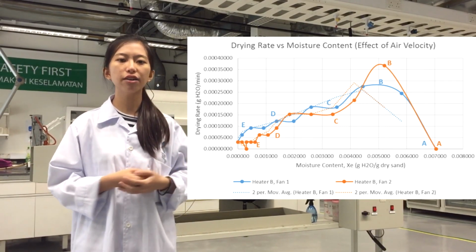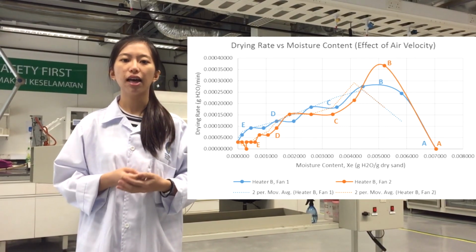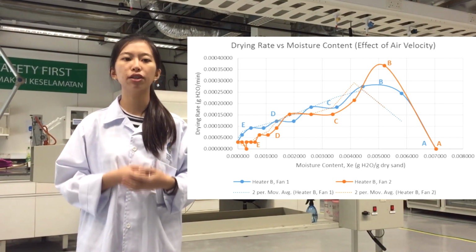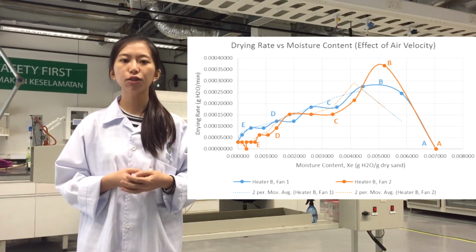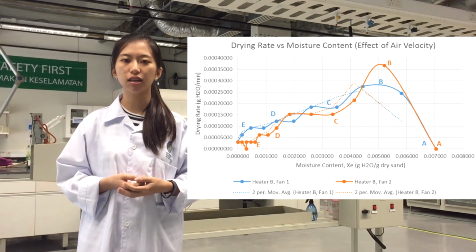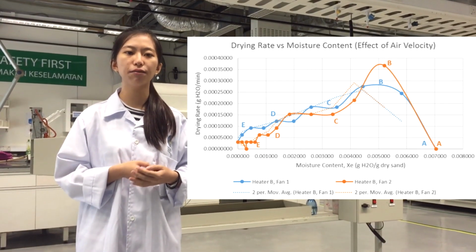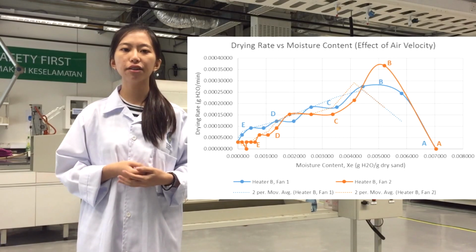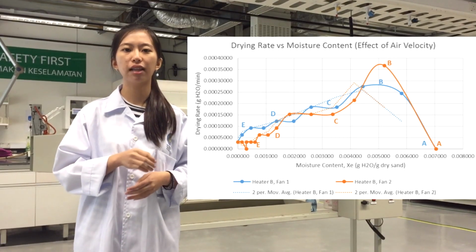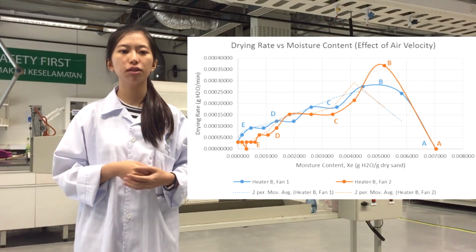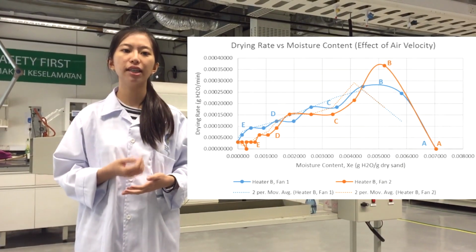So from the figure, the drying rate increased until a maximum point and decreased gradually again with decreasing moisture content. Fan 2 provides a higher air velocity, thus causing higher drying rate than fan 1. However, the drying rate for fan 2 becomes lower after line AB. This was due to the high relative humidity that is carried by the high velocity air.